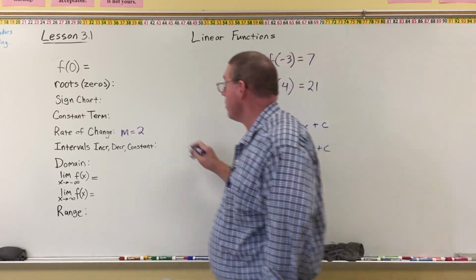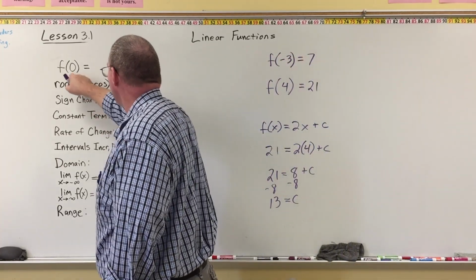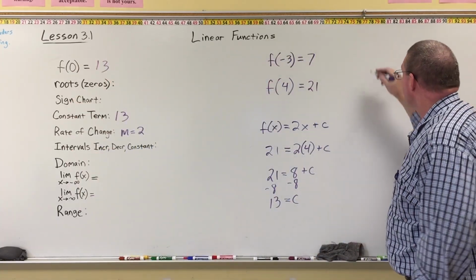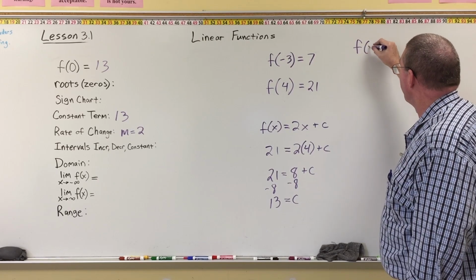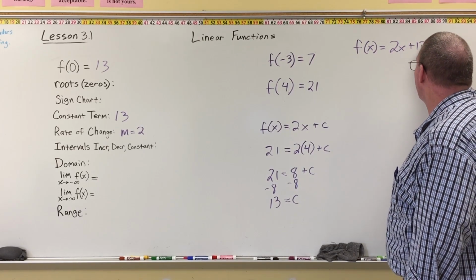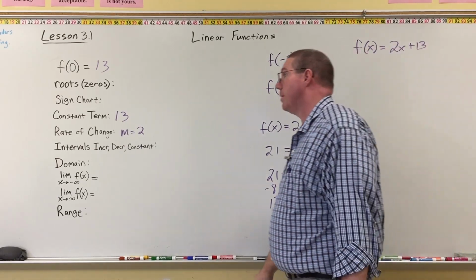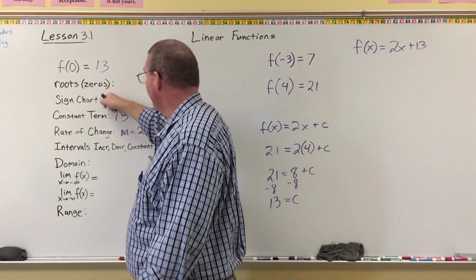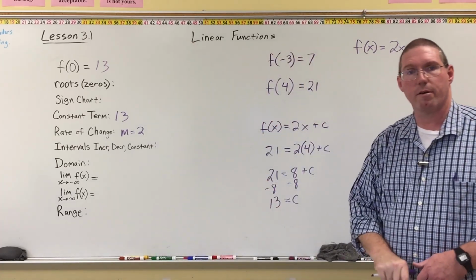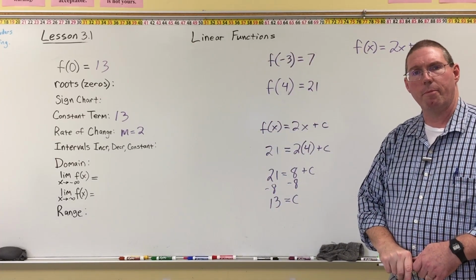So now we know our constant term is 13. That means that our f of 0 is also 13. And now that we have that, we can identify our linear function, which is f of x is equal to 2x plus 13. And then with that information, we can identify the roots, we can make the sign chart, we can identify the interval of increase or decrease, et cetera. Okay? Let's try another example.